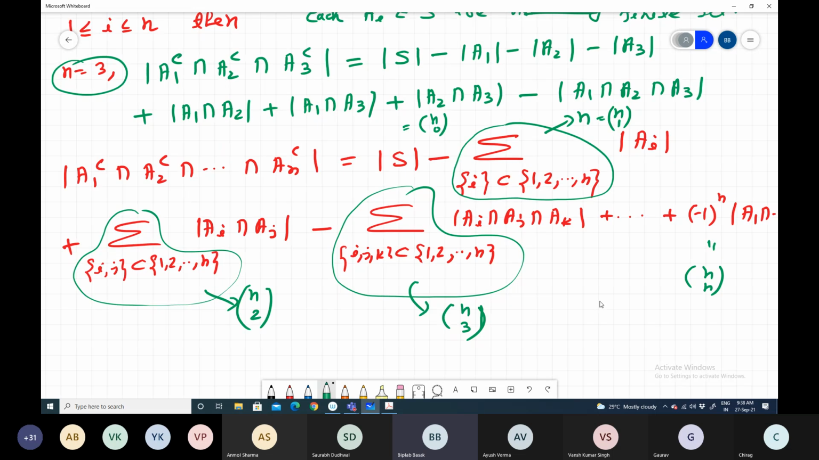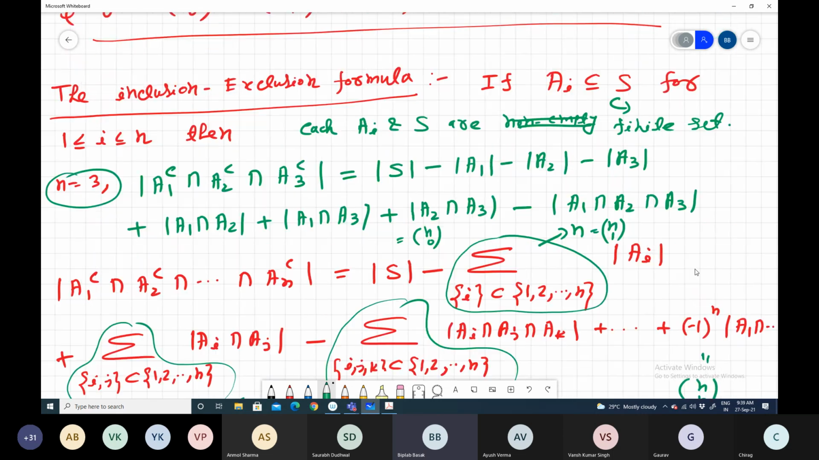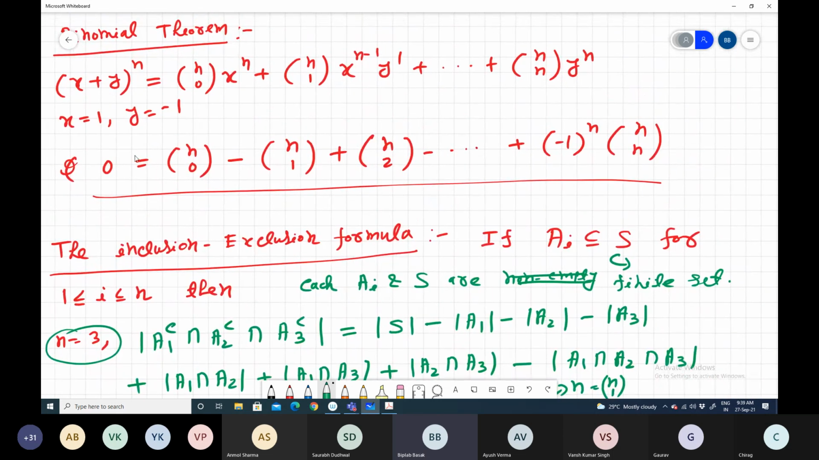This is a simple formula. You have to remember this formula. So this is the formula, and we will see the proof of it. The proof is very simple. We will just use a combinatorial argument, and we shall use the binomial theorem.